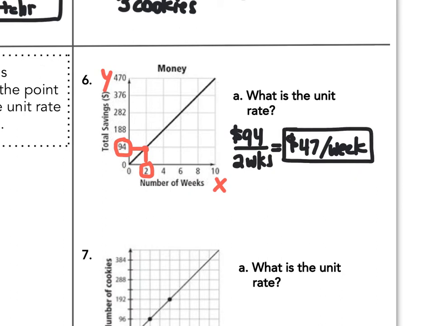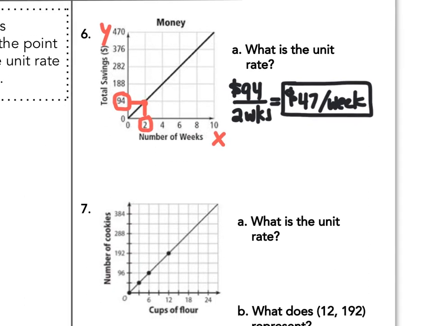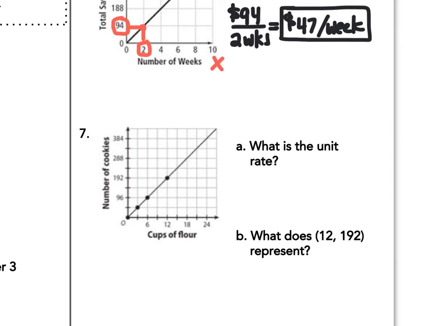And then for the seventh problem right here, number 7, we notice that this one is referring to the number of cookies, so that's going to be our y. So let's label that y. And then cups of flour, they're x. And the question again is, what is the unit rate? And I notice, oh wait, there's no 1 here.